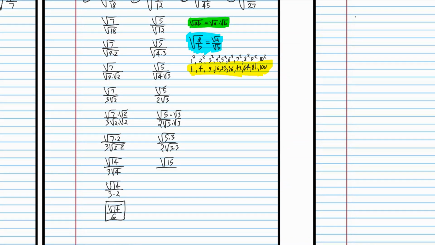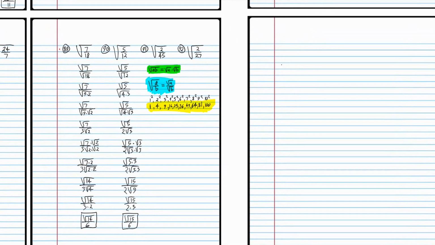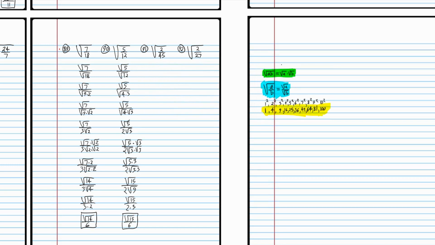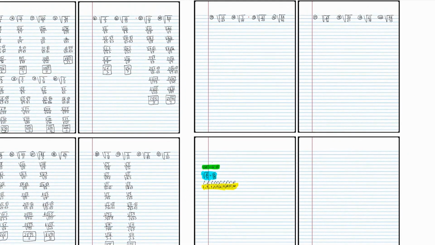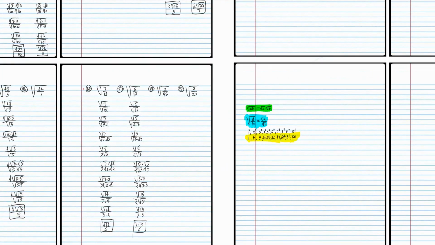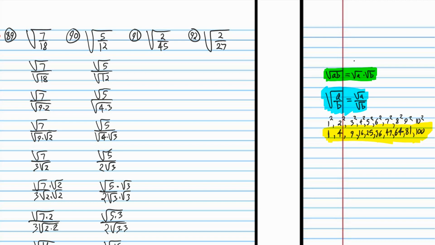Root 15 over 2 root 9. Root 15 over 2 times 3. Root 15 over 6. So if you got root 15 over 6, good job. All right. So let's see here. Why don't you try number 91, and when you come back, we'll do it together.